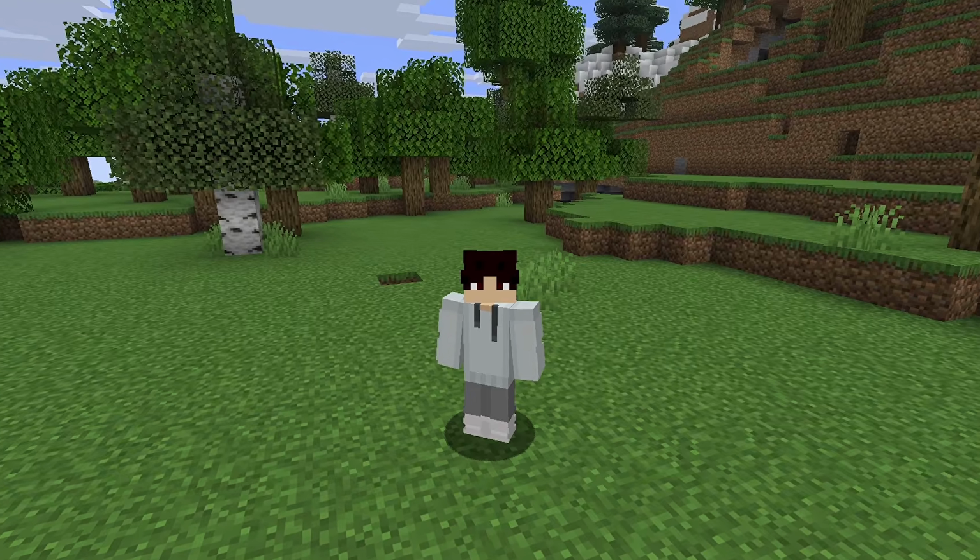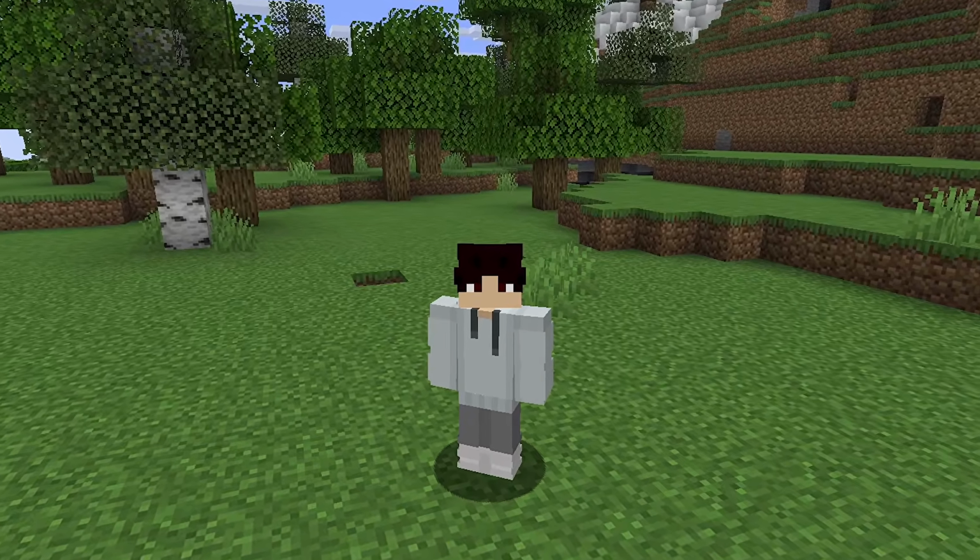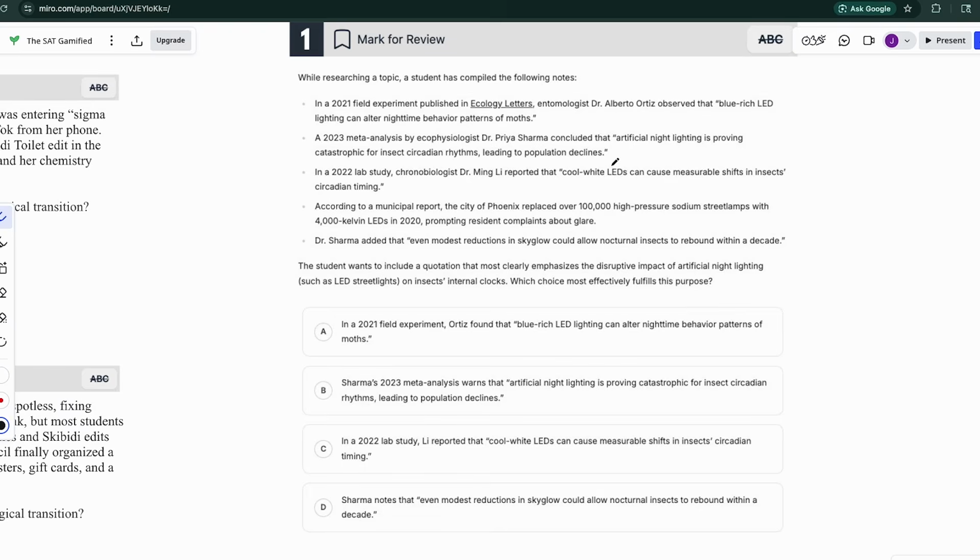Student notes. These are questions where you get given a list of notes and you have to make some conclusion based off of them. Solving these questions is very specific in how you do it. You just read the question.